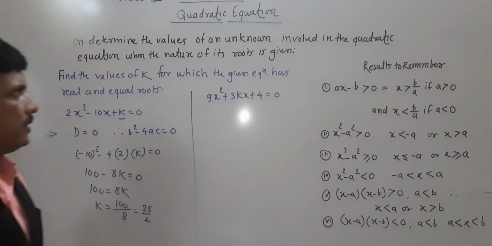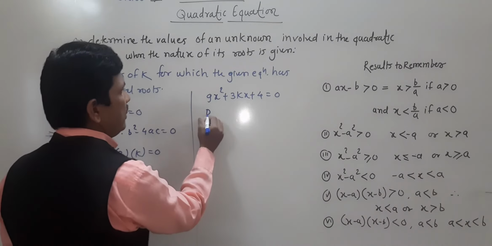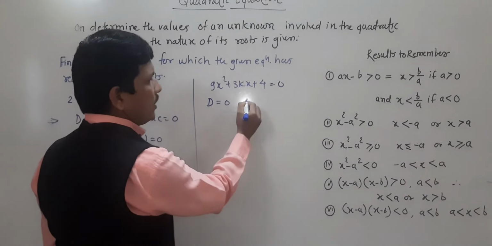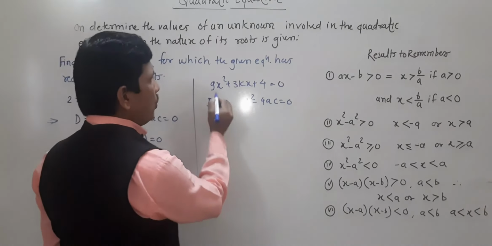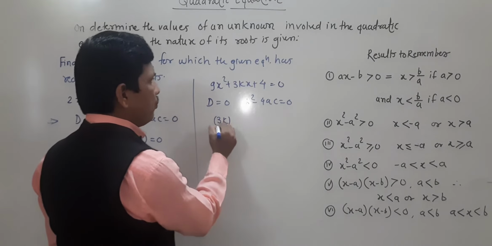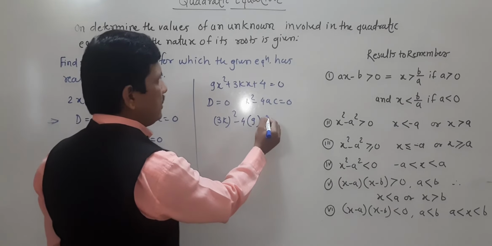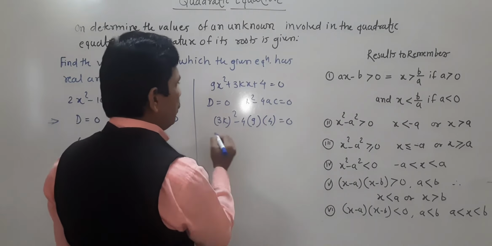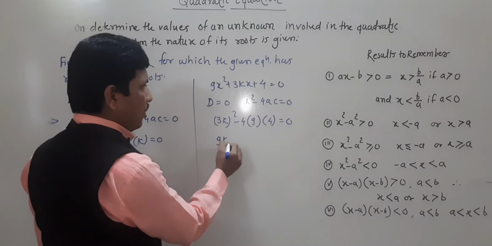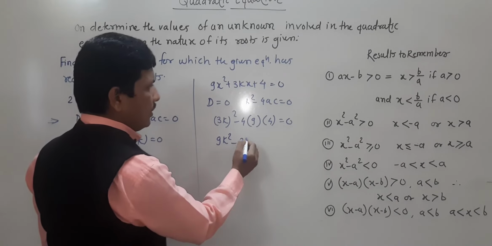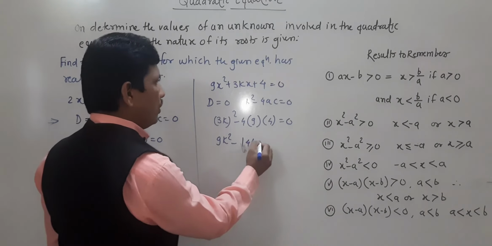Now the second example, the same type of example we are going to see. Here also D is equal to 0, that is b square minus 4ac is equal to 0. So what is b? 3k square minus 4 into a. What is a? 9 and c is 4, is equal to 0. So 3k square will be 9k square minus 9 4s are 36 into 4, 36 4s are 144 is equal to 0.